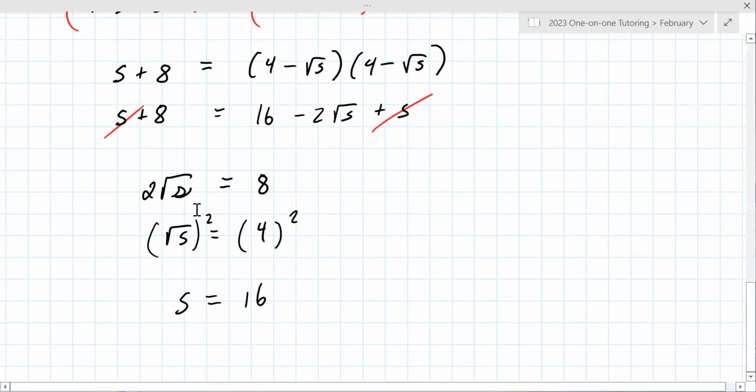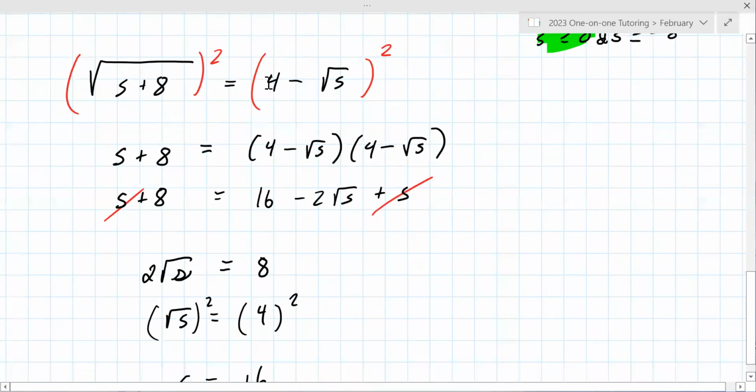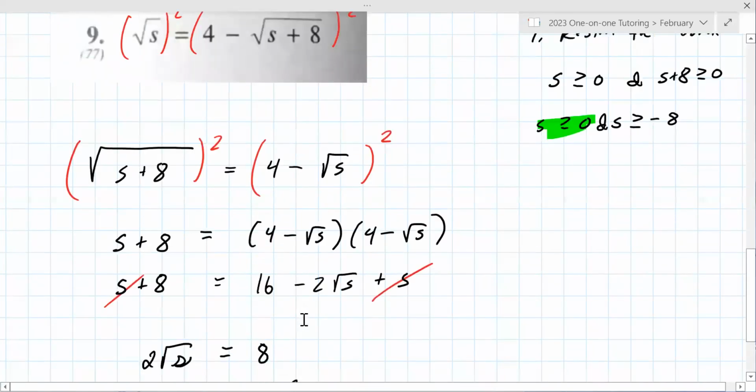This is a classic test, SAT, ACT question. You might see something like this, by the way.